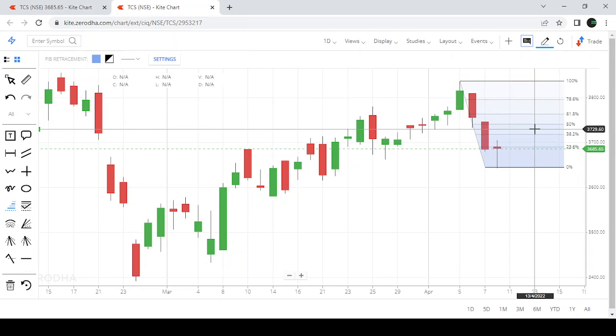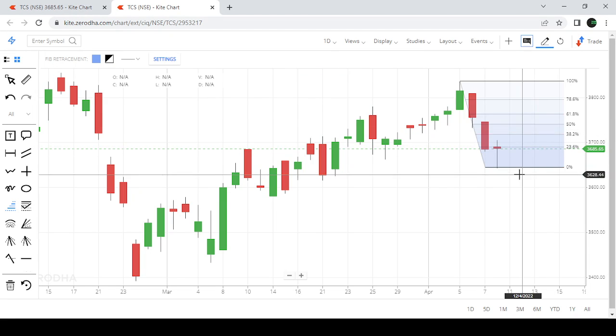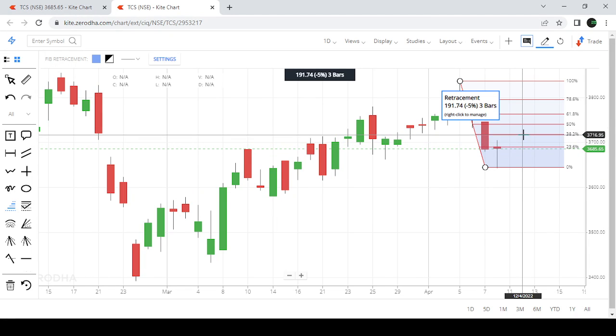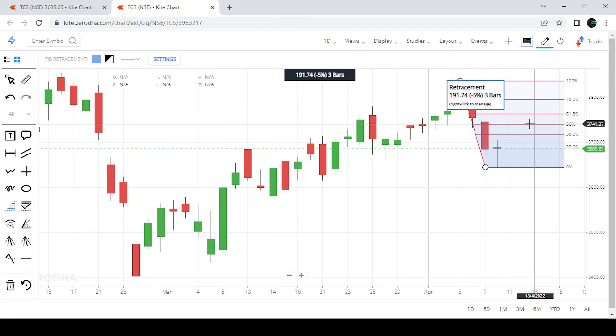So how do you know whether it's going to go to the next level? On a closing basis. In a daily Fibo level, if the hourly candle closes above the daily Fibo level, then you take that as the next target will be the next daily Fibo level. So in this case, say if you have an hourly closure above 3691, then TCS is going to go to 3716. So above this, TCS is going to go to 3741.